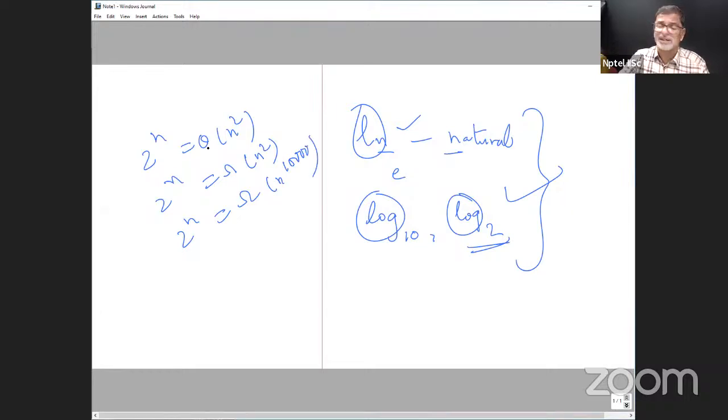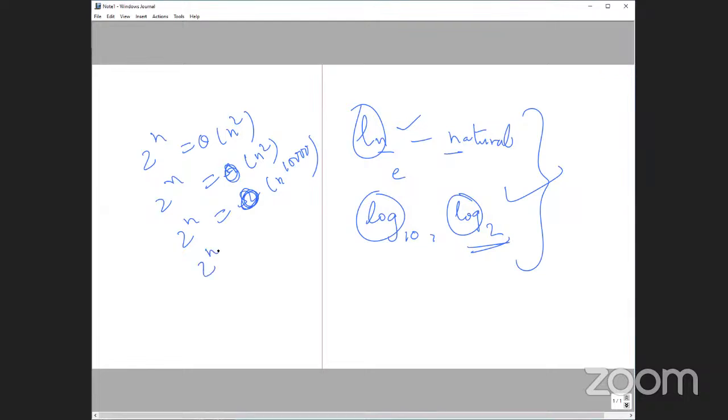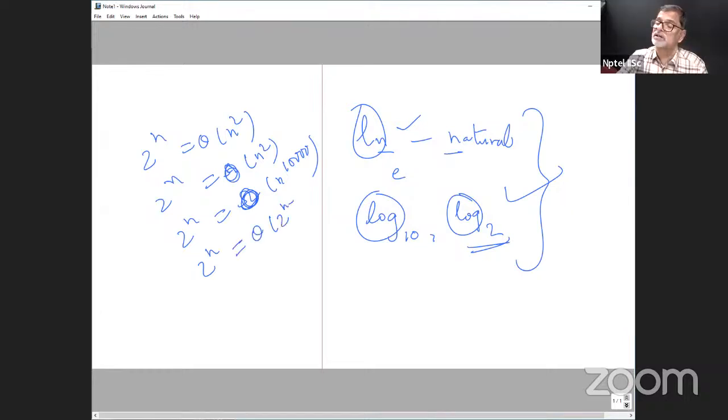It's a Big O, sir. Okay, it's Big O, sorry. Big O n to the power 10,000, and 2 to the power n equal to theta 2 to the power n minus 1. Which one is correct was the question, right? The answer is 2 to the power n equal to theta 2 to the power n minus 1.